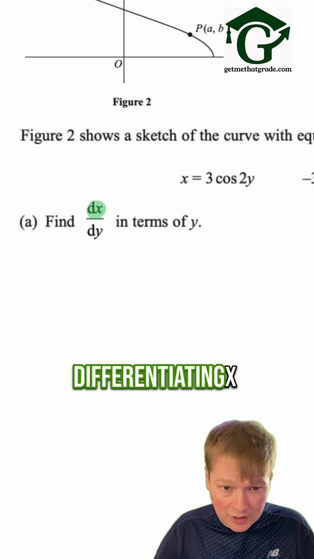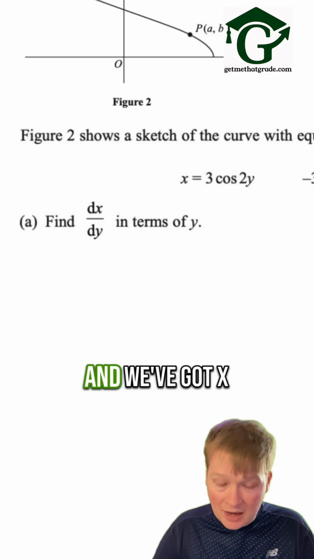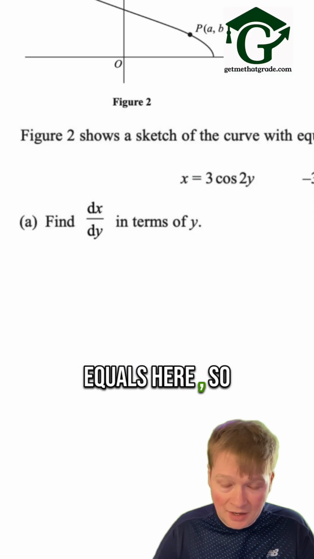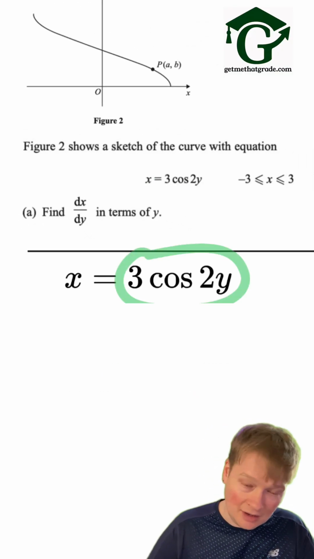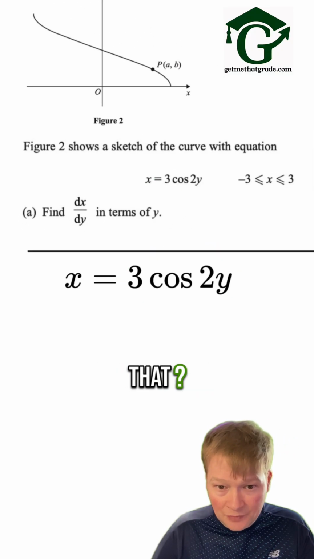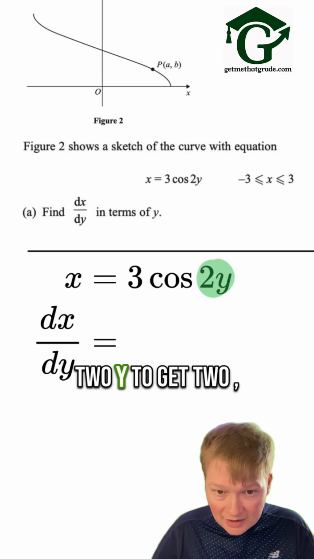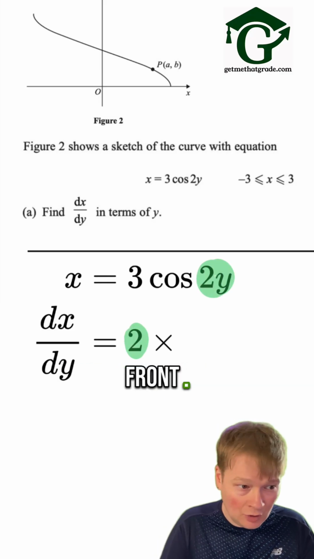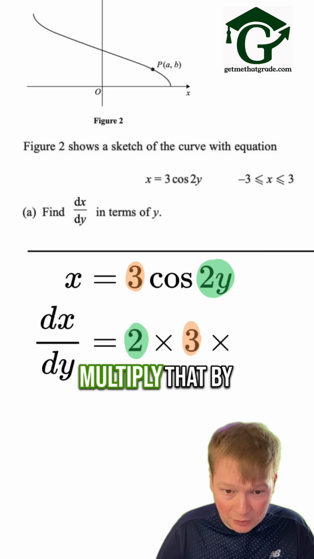So notice that we're differentiating x with respect to y. And we've got x equals here, so we can just differentiate this as normal. So how do we do that? Well, we differentiate the 2y to get 2, that comes to the front. We already have the 3 here, so we need to multiply that by 3.